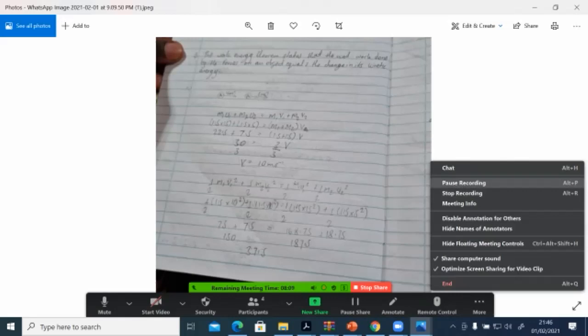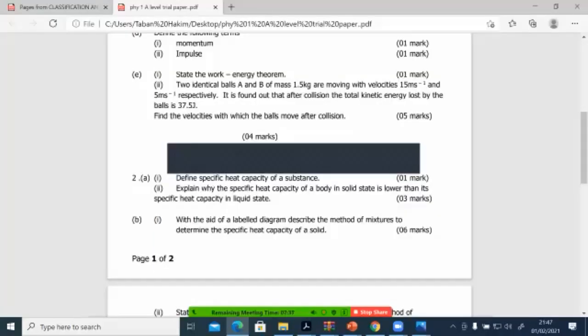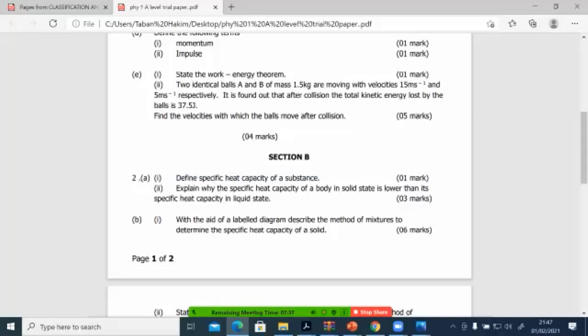Work energy theorem. How did you state it? It states that the net work done by the force on an object is equal to the change in its kinetic energy. That is correct.